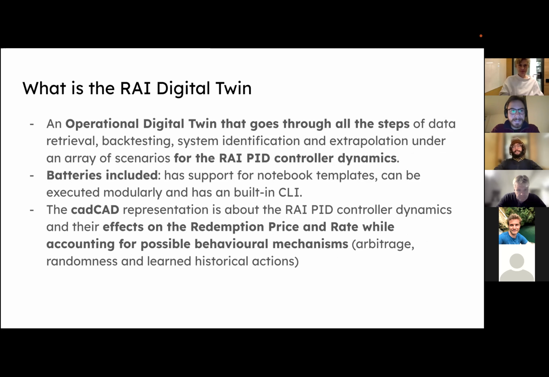So those are our ingredients on a more conceptual level. And given our ingredients, we can have our definition of what the HAI digital twin is. As I said, the HAI digital twin is an operational digital twin, and it goes through all those steps that I just told you. So we have retrieval, backtesting, certification, extrapolation, reports. We have all of that.